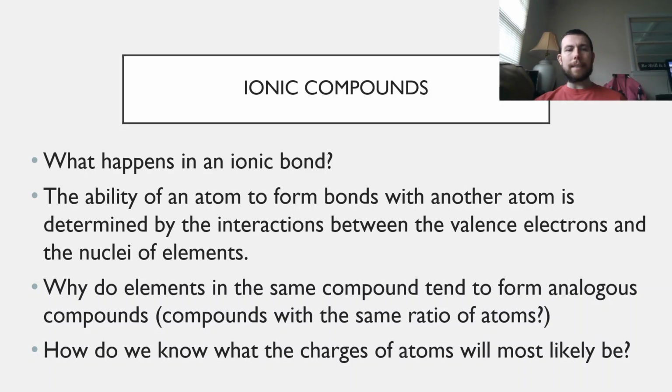Now, something that we need to consider: why do elements in the same group tend to form analogous compounds? So compounds with the same ratio of atoms. Hopefully, as we move forward, we'll be able to address those questions, but just as a hint, it has to do with their electron configurations and the charges that their ions form. And lastly, as we look at this particular topic, is there going to be a way for us to predict or know what charge an atom is most likely to have? The answer to that question is yes. So let's take a look at how we'd be able to answer some of these questions.